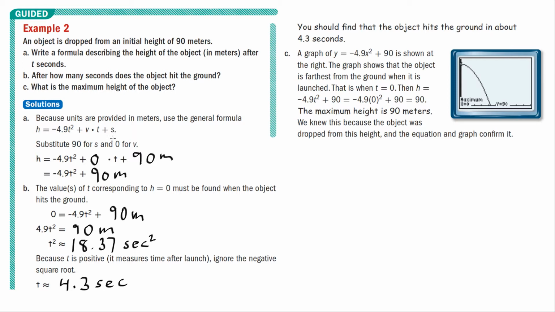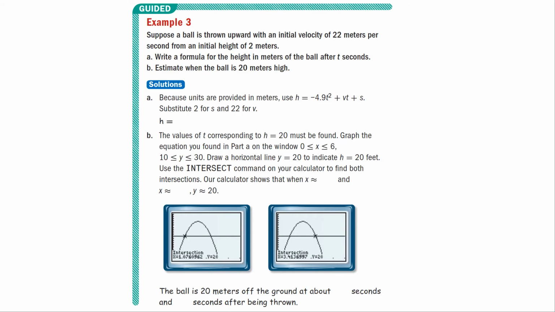Okay, we good? All right, I'm going to move ahead to the next guided example. This is guided example 3 in your textbook. Suppose a ball is thrown upward with an initial velocity of 22 meters per second from an initial height of 2 meters. Write a formula for the height in meters of the ball after t seconds. Estimate when the ball is 20 meters high.